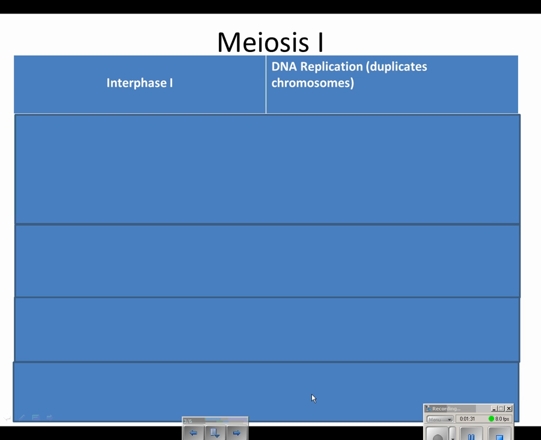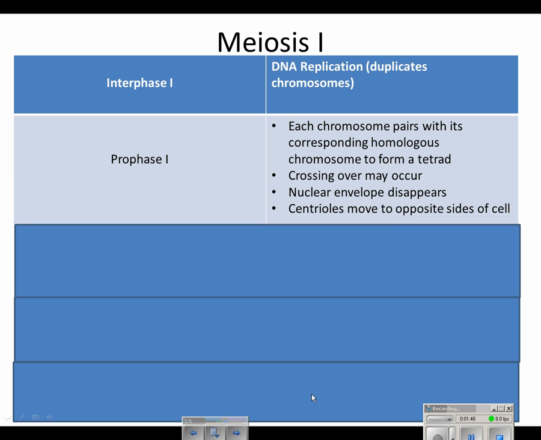Now if we look at the steps of meiosis, we've learned about mitosis before, and the first phase is interphase 1. Meiosis is going to be divided into two phases. Interphase 1 is when DNA replication happens. The chromosomes are duplicated, cell size increases, and the organelles are replicated. Then in prophase 1, each chromosome is going to pair with its corresponding homologous chromosome to form a tetrad. This is different than mitosis. When this happens, we're going to talk about a process called crossing over, which increases genetic variation. That may occur at this time.